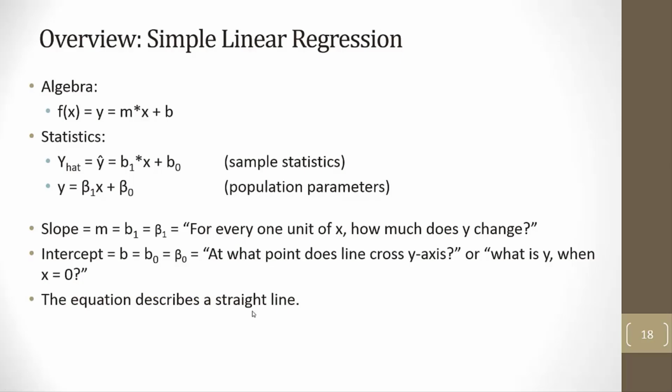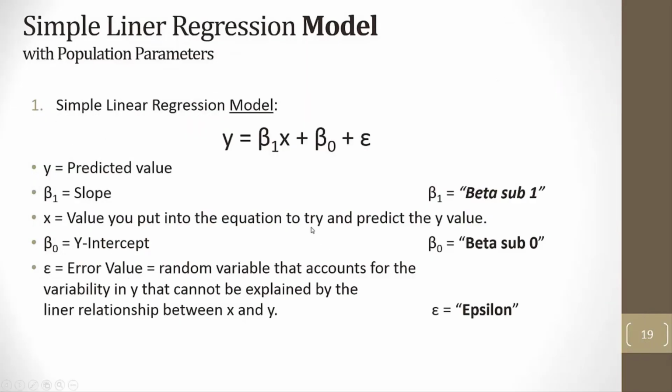Now let's go to our next slide, because guess what? We're not always going to have our population parameter. So the simple linear regression model, y equals slope times x plus intercept plus an error value. Now these are called beta sub 1, beta sub 0, and this is epsilon. Now, this error is going to come from the fact that we're creating an equation or a straight line.